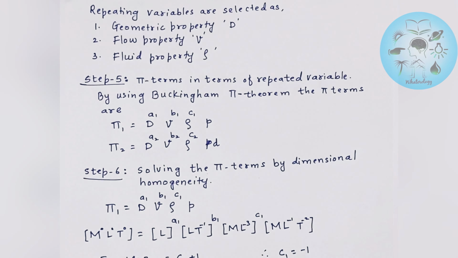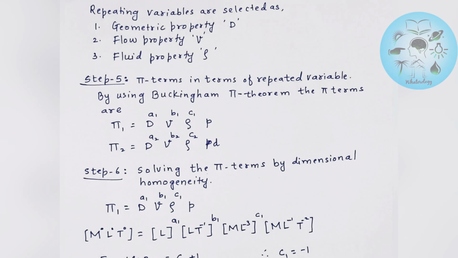And suppose third, it is a flow property if it is given. So third you can select the flow property. So in this way also you can choose the repeating variables. And remember one thing, choosing the repeating variables and forming the pi terms is one of the important parts of the Buckingham pi theorem.